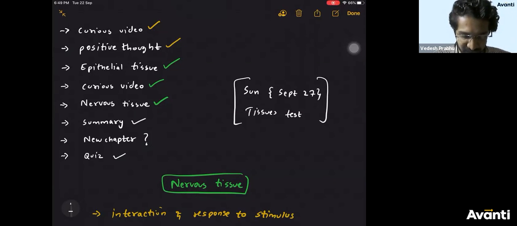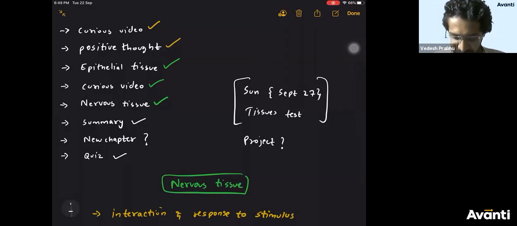Now it's time for us to go for the quiz. I'm going to show the game pin, so please enter this game pin and join the quiz. Regarding the project, I'll tell you tomorrow. I'll also tell you the previous project marks. What is the new chapter that will be starting? I'm going to tell you tomorrow with the help of a clue, and you will identify the new chapter.